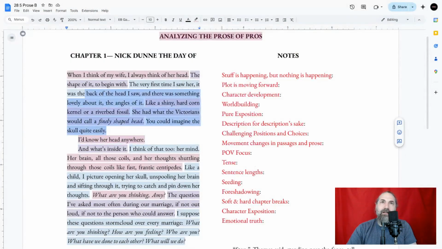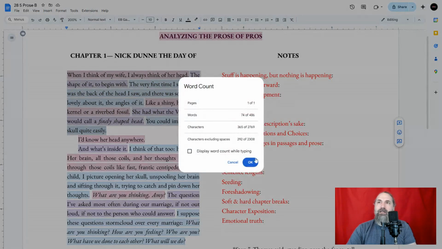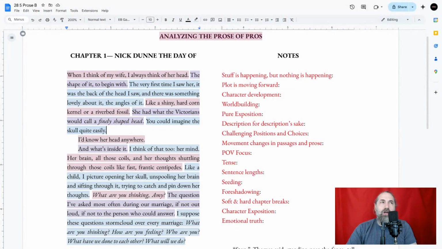Your passage lengths should go as long as they need to go for the movement of the subject for that passage or prose. But also, you have to learn when to stop, cut off, and jump off or slow down because you don't want it to fall into pure exposition or description for description's sake. And it easily can fall into stuff is happening.